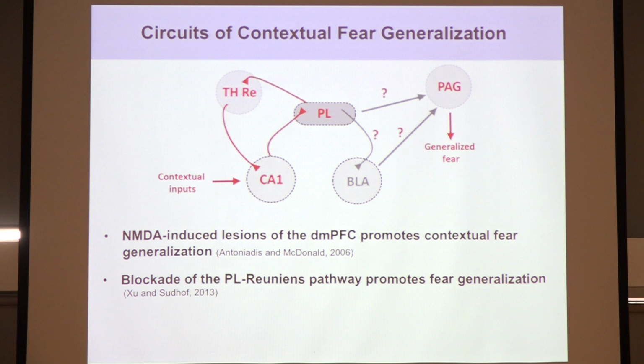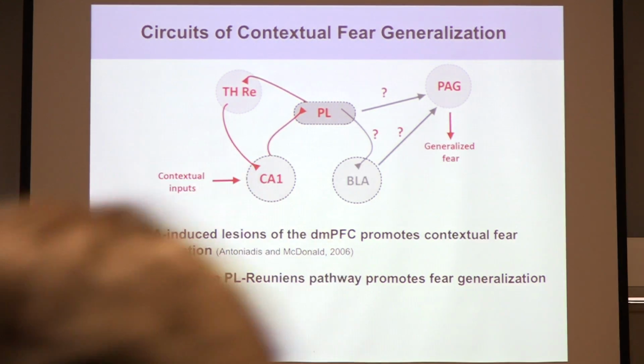There was also a paper published by the Sudhof lab in 2013. They demonstrated that if you block the pathway from the prelimbic area to the nucleus reuniens in the thalamus, you also promote fear generalization. And in fact, they came with the idea that the integrity of this pathway from the prelimbic area to the reuniens, back to the hippocampus and back again to the prelimbic area, was important to provide a fine representation of the context to allow the animal to discriminate the different contexts.